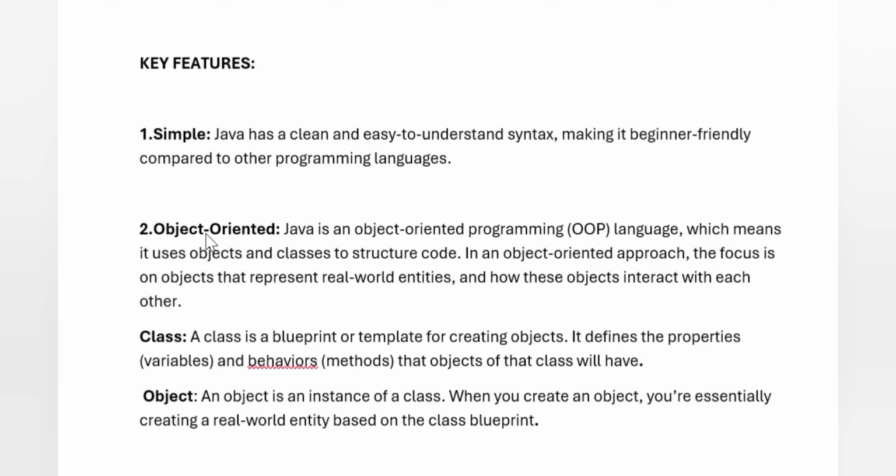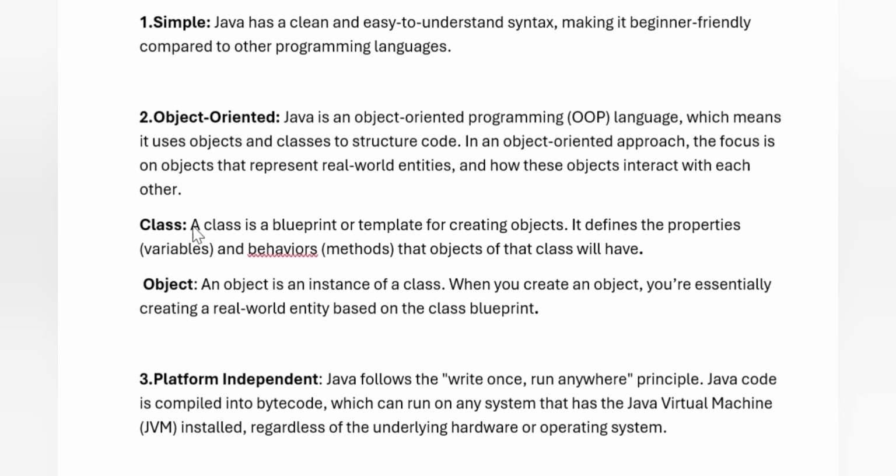And the next feature is object oriented. So everything in Java is considered as an object, which means it uses objects and classes in order to structure the code. The main focus is on objects which represent real world entities, and those objects interact with each other. So whenever we talk about the class, a class is a blueprint of an object. So inside the class we will have properties and behavior.